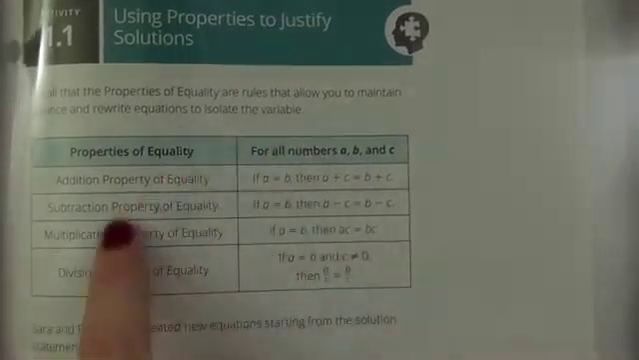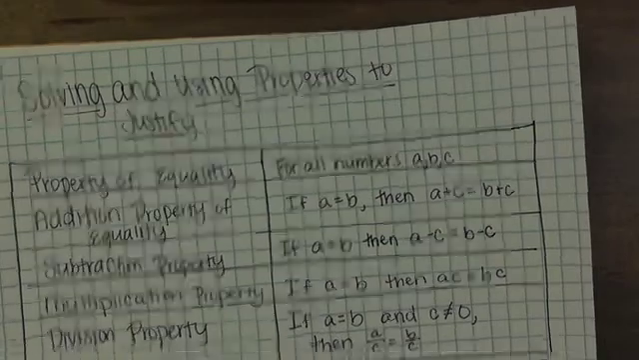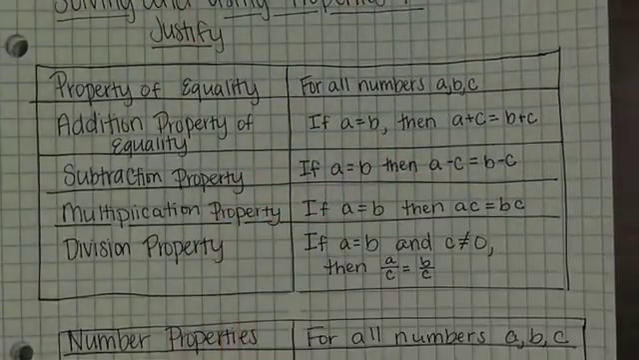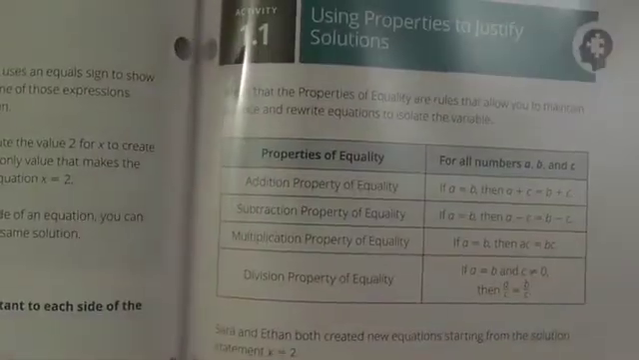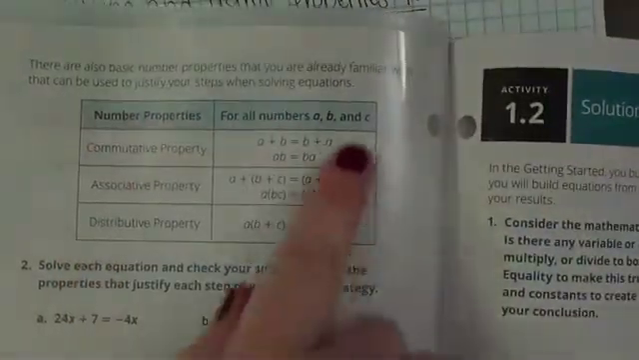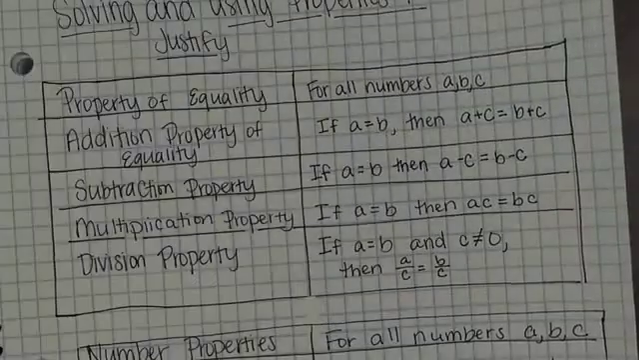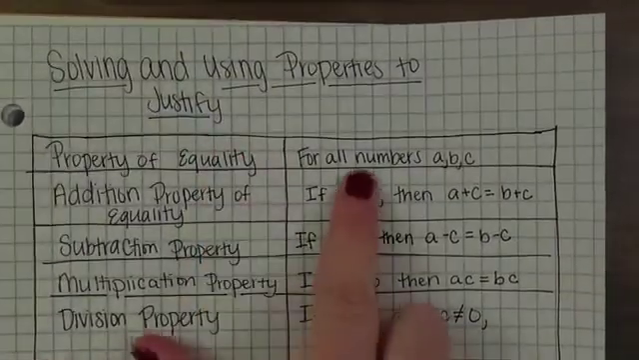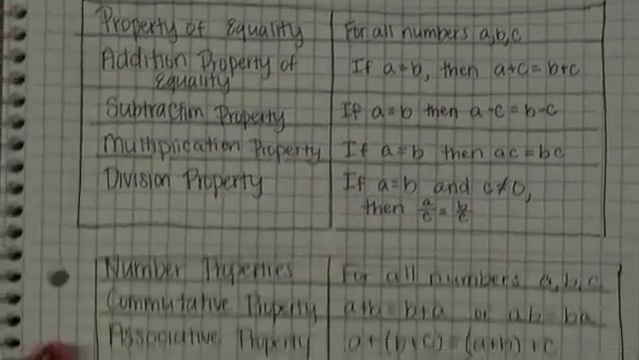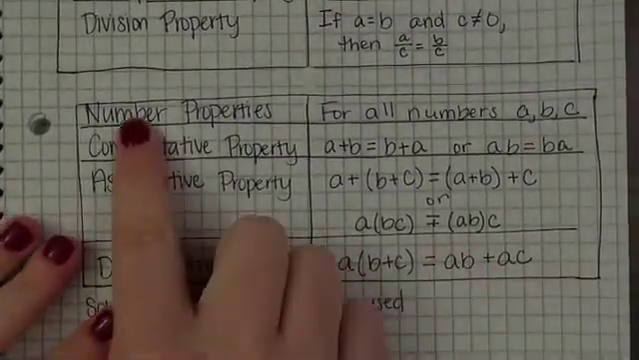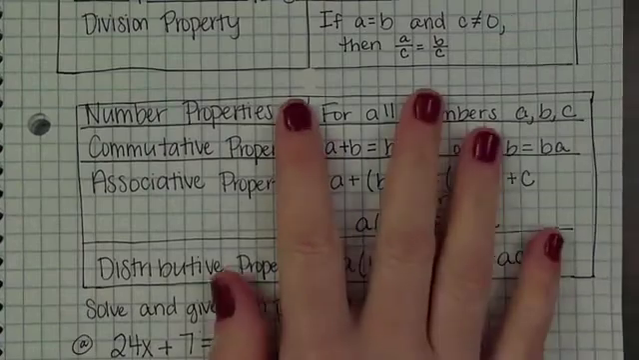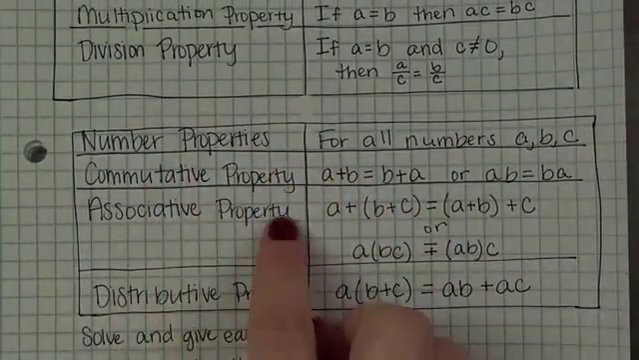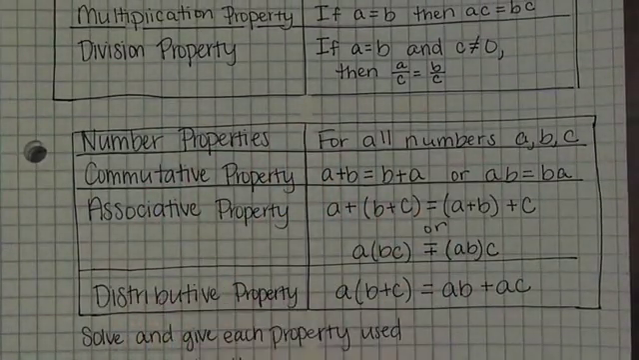I actually took this and transferred it to my notebook so that you have one place to look at all of them, because there are those, and then there are also these on the back side of this page. So I went ahead and wrote all of those out. So we have properties of equality for all numbers, and then we have number properties. And these ones are a little bit more challenging, other than the distributive. I think that one's pretty easy.